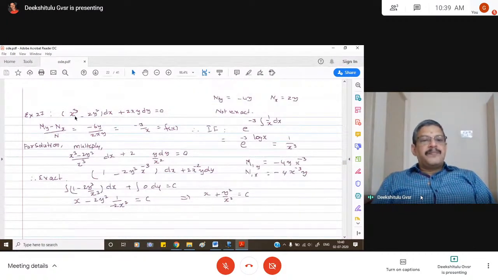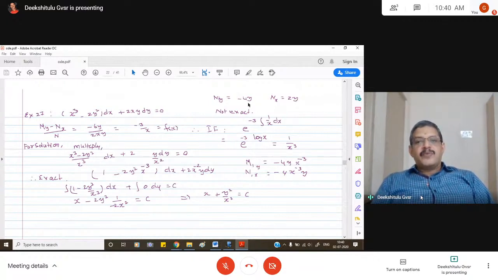So another example, (x cube minus 2y square) dx plus 2xy dy is equal to 0. This is M, this is N. So dou m by dou y is minus 4y, and dou n by dou x is 2y. They are not equal, not exact. So (My minus Nx) by N: My is minus 4y, Nx is 2y. So My minus Nx is minus 6y, by N is 2xy. If you cancel y, you will get minus 3 by x, which is a function of x alone.